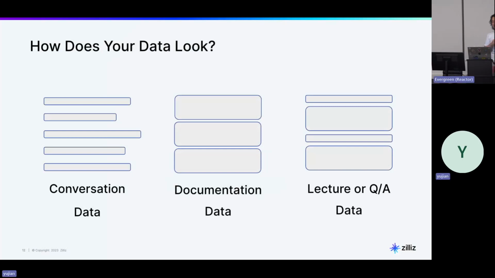And then the final one I have on here is lecture or Q&A data. What this looks like is perhaps a question and a long answer, a question and a long answer. So this is going to be different from both because you've got a little bit of a mix here, right? For this one, you may want to leverage character splitters to really split your data into chunks. Perhaps you have something that marks when someone starts to talk or ends their talk.